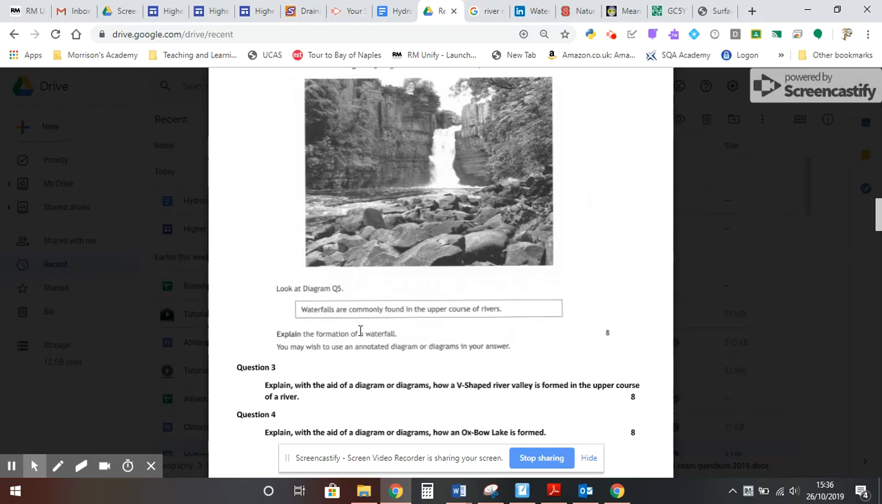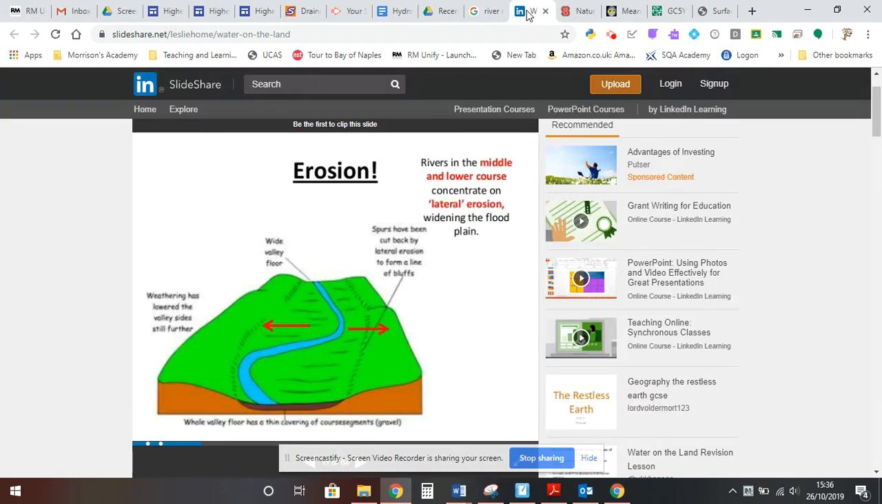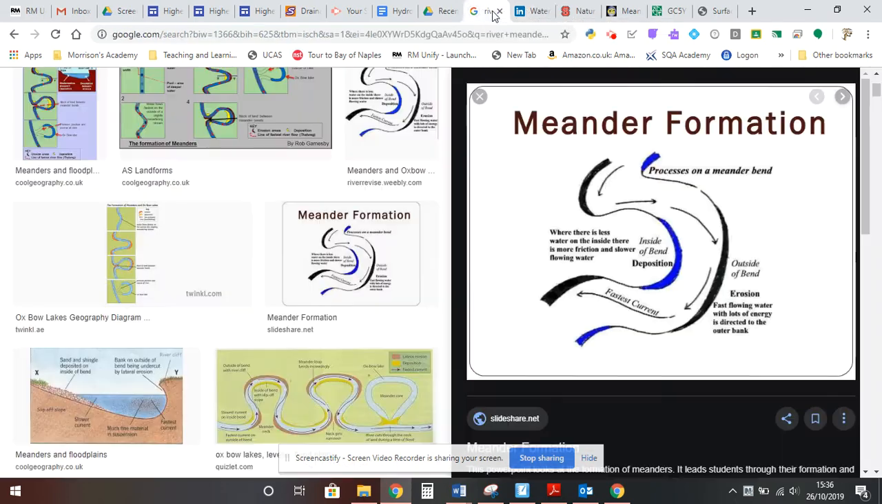Now, what does a diagram have to look like if you are being required to draw a diagram for your meander? Well, in order to ensure you can get full marks, it has to be a very, very simple diagram. I'm just going to show you. You could literally draw this diagram here, label on the inside of your river bend the deposition, maybe inside bend, and on the outside bend the erosion, and just have that. Don't bother with anything else. Maybe put the arrows in to show the fastest current, but that's it.